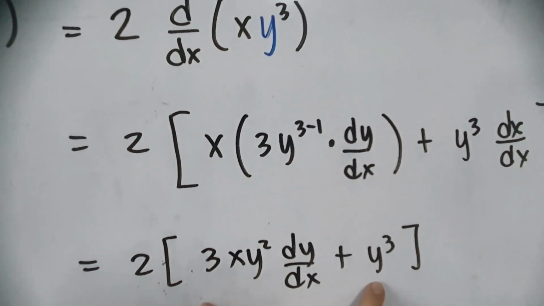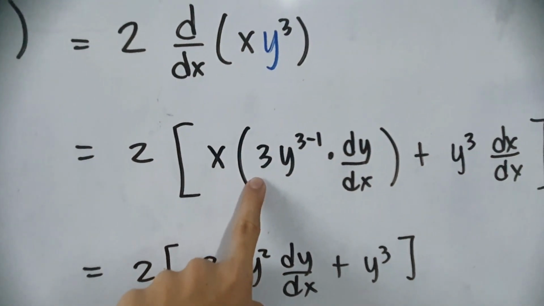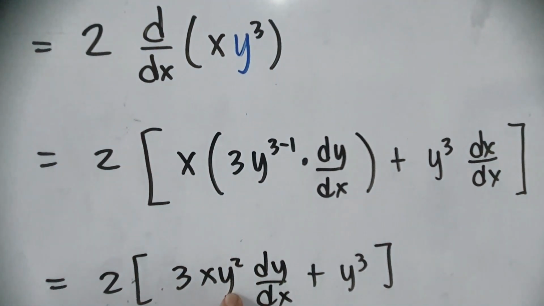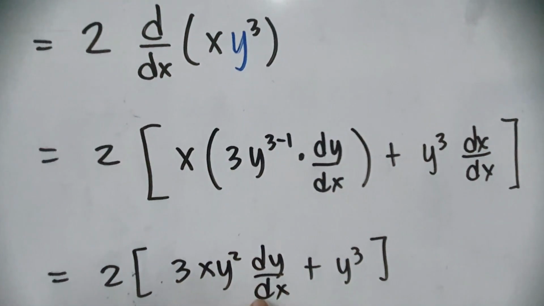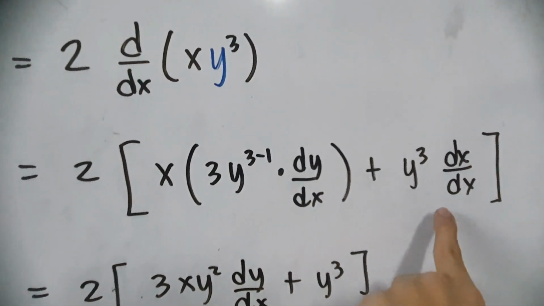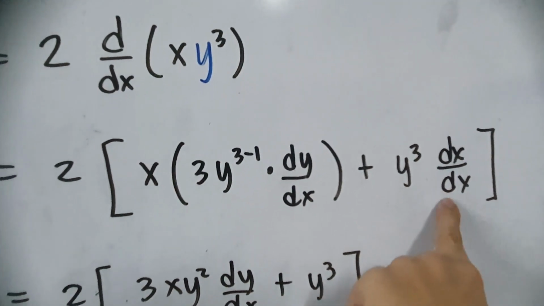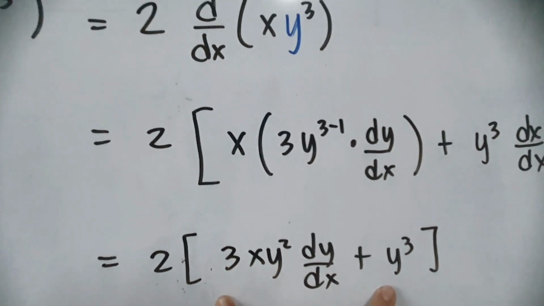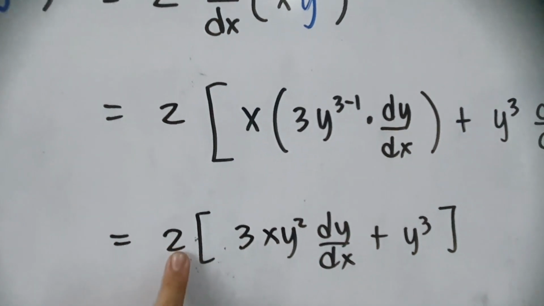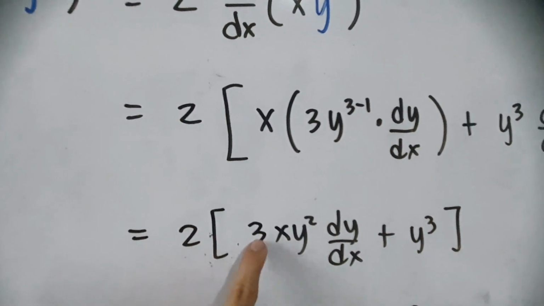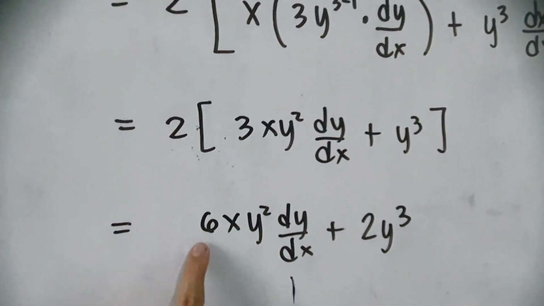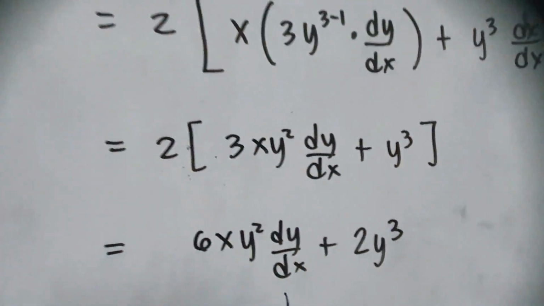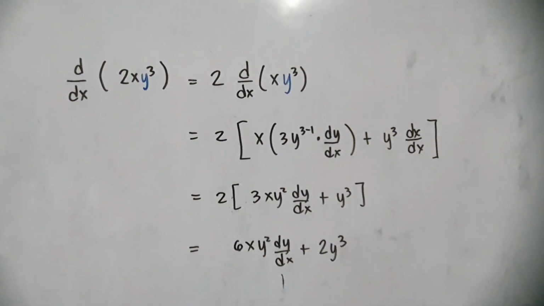So we now come up with this. So we arrange this one, 3, copying 3, x, and then we have y squared, and do not forget we still have the dy over dx, plus we have the y cubed left right here because this is just 1. So now that we have derived the function inside our bracket, we now multiply the 2. Multiplying 2 or distributing 2, we now have 6xy squared dy over dx plus y cubed. Okay, so this is the clearer view.